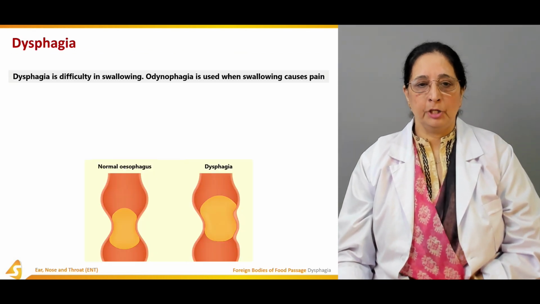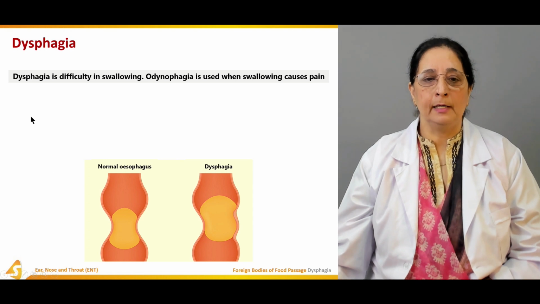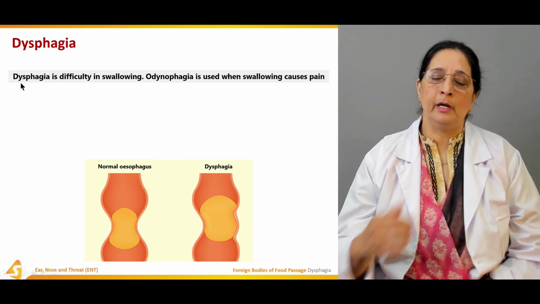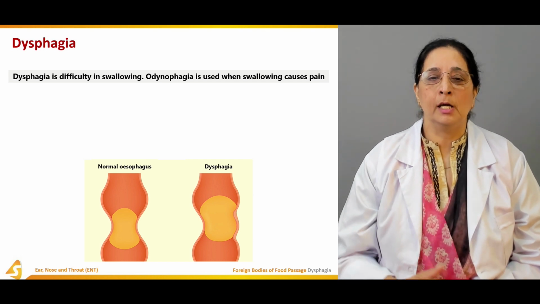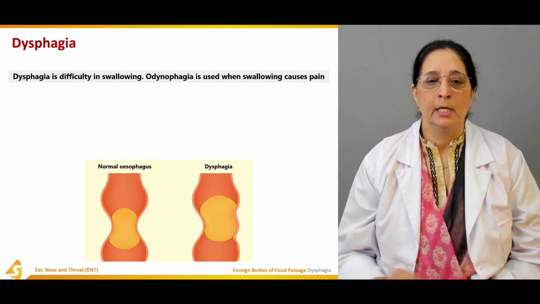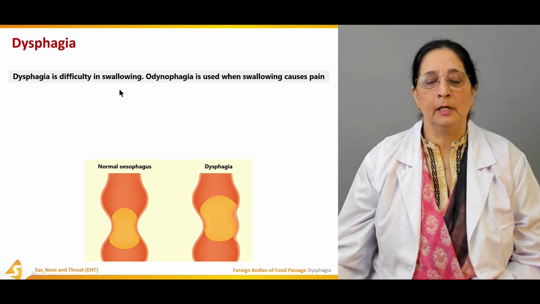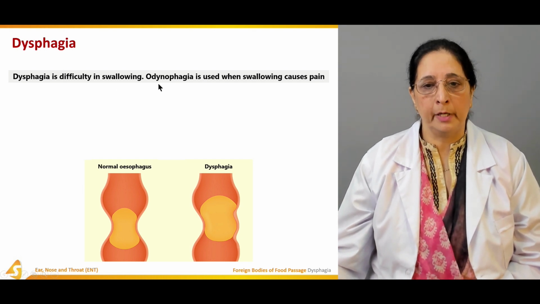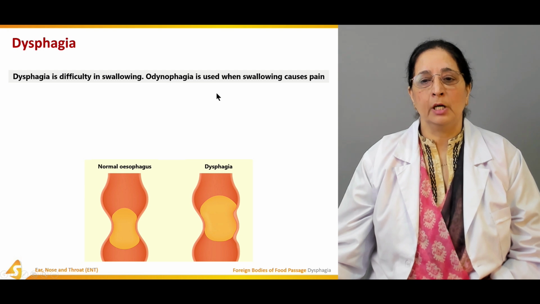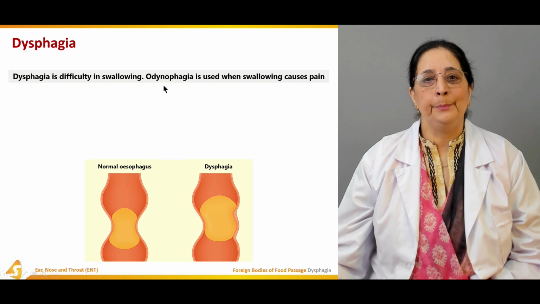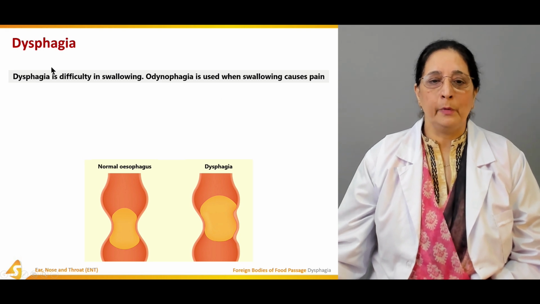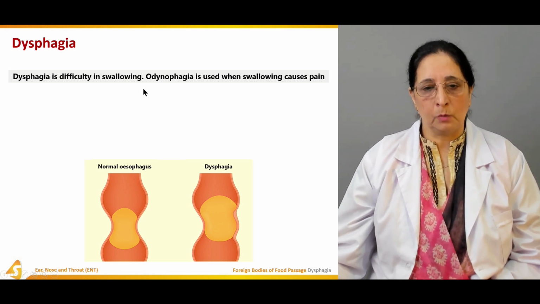So dysphagia is difficulty. Wherever you see the word dys, this is difficulty. Phagia is for the swallowing. So dysphagia is difficulty in swallowing. Odynophagia is pain on swallowing. Odyno is for the pain. So pain on swallowing, difficulty in swallowing.